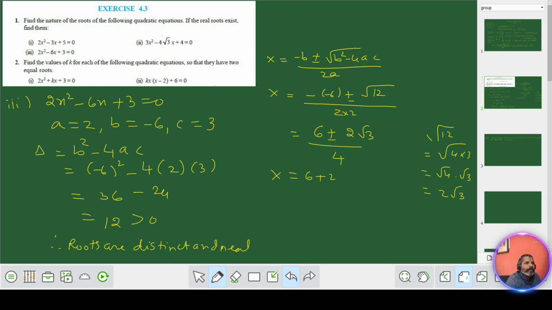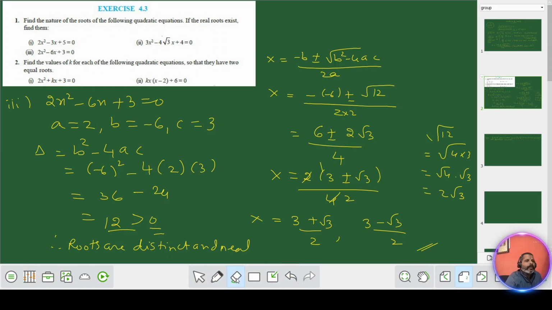Let's take the common factor out. What is common if you observe? 2 is common. So x is (3 ± √3) / 2. Plus or minus is there, no? So you just split it so that we get two separate roots: (3 + √3)/2 is one root, and (3 − √3)/2 is the other root. Clear? If the determinant is greater than 0, you have to use the formula itself.